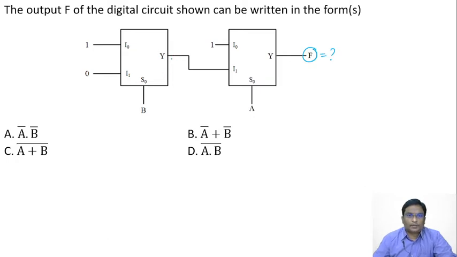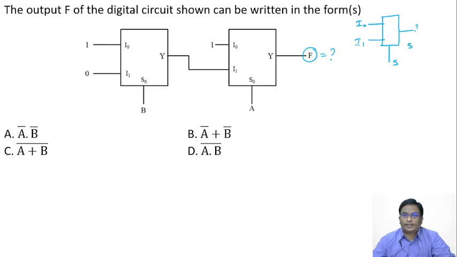What is the output equation of a 2 by 1 mux? If a 2 by 1 mux is given like this, you know the selection line, and you have two inputs I0 and I1. Then for a 2 by 1 mux, the output is S bar into I0 plus S into I1. When the selection line is low, I0 will be selected as the output. When the selection line is high, I1 will be selected as the output.